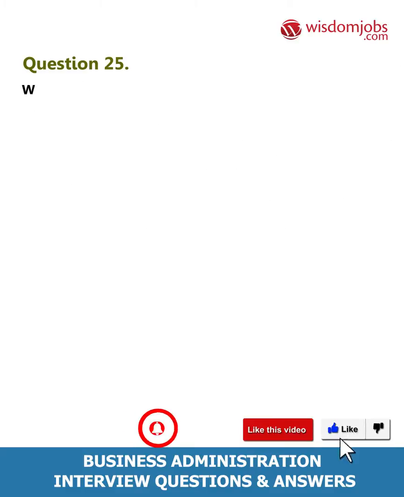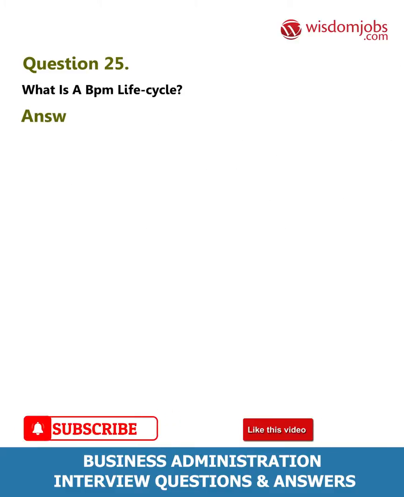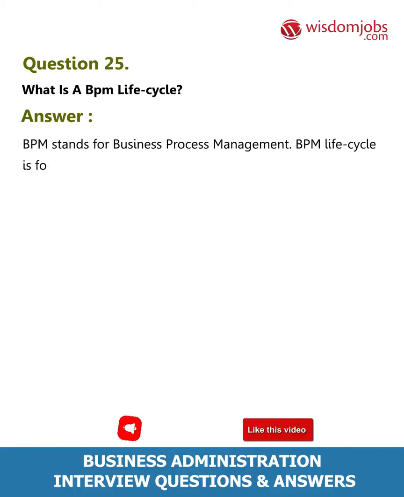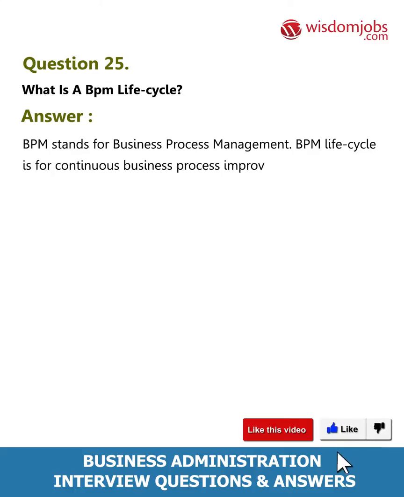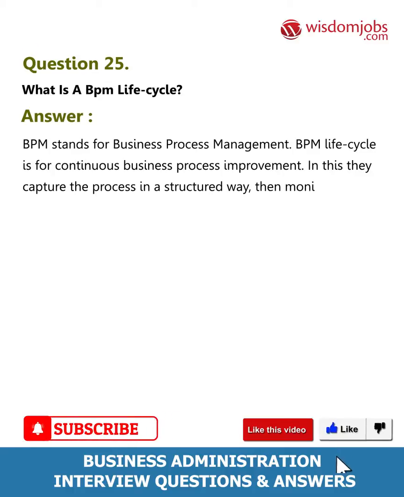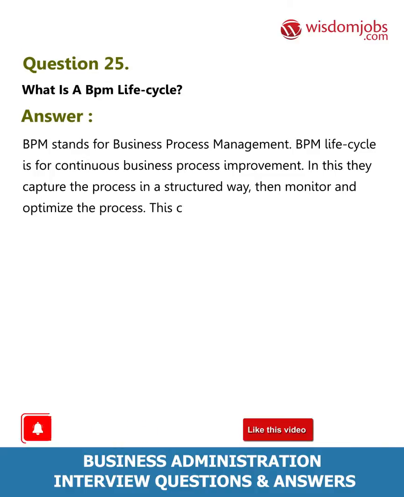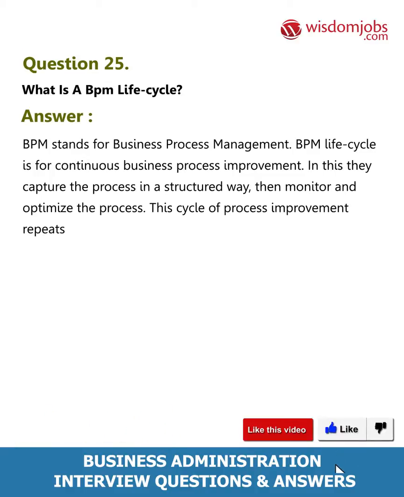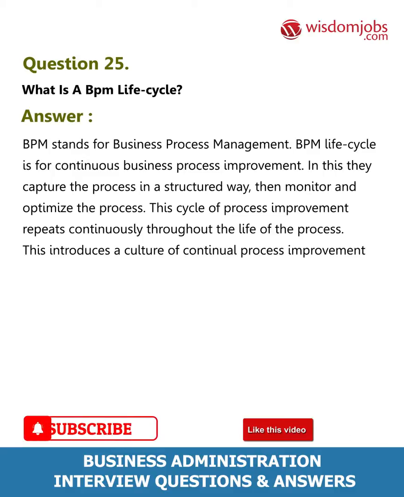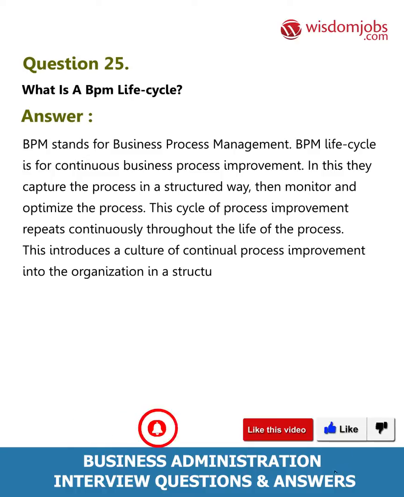Question 25. What is a BPM life cycle? Answer. BPM stands for Business Process Management. BPM life cycle is for continuous business process improvement. In this they capture the process in a structured way, then monitor and optimize the process. This cycle of process improvement repeats continuously throughout the life of the process. This introduces a culture of continual process improvement into the organization in a structured but easy-to-use way.